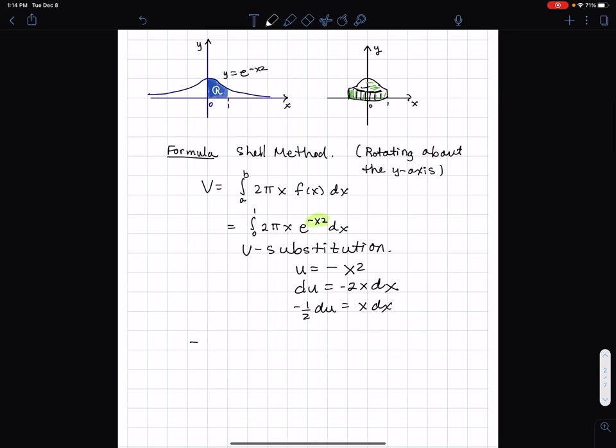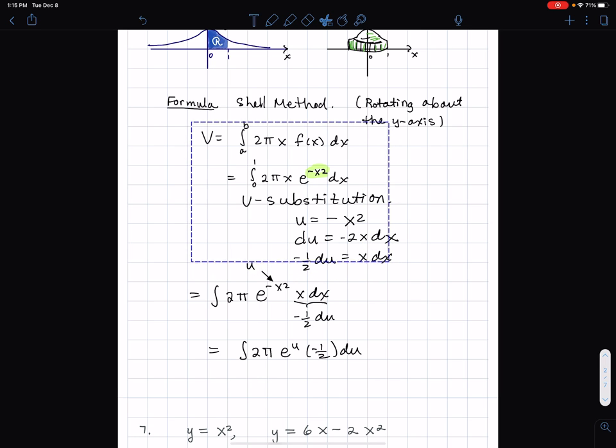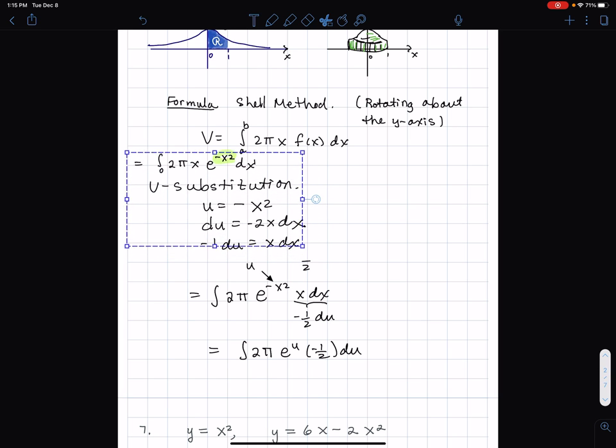When I write this down, I have 2 pi, and this x dx becomes negative 1/2 du. This negative x squared is u. So we get the integral of 2 pi e to the u times negative 1/2 du. Because this is a definite integral, I'm going to change the bounds. I wanted to move everything over so I have more space.